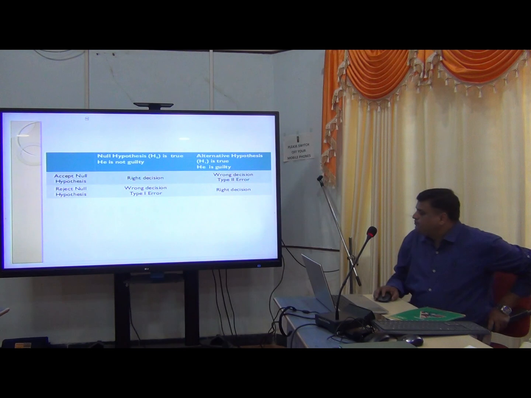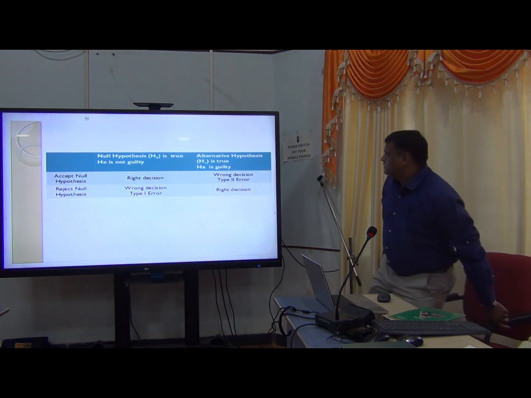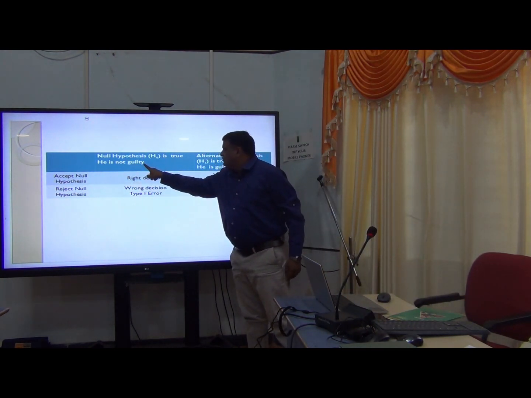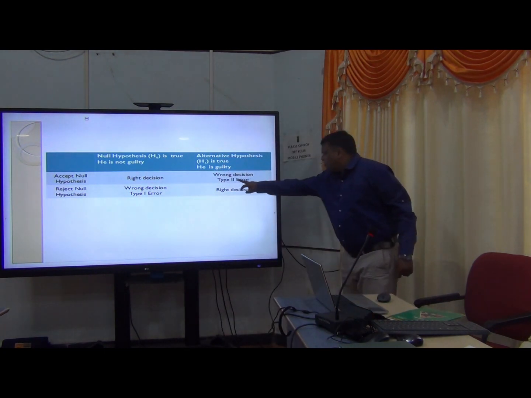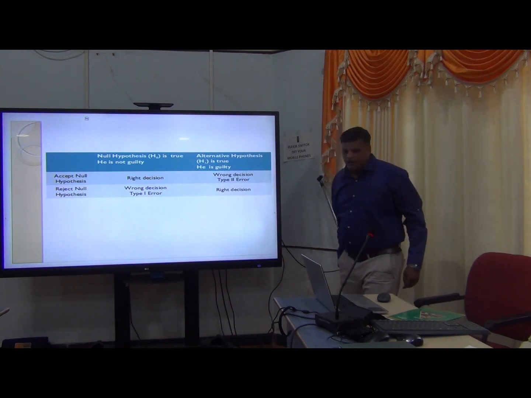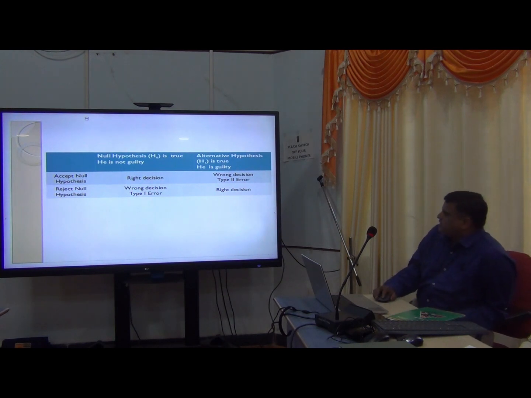So this is how the table looks. It is the right decision when the null hypothesis is true and it is not rejected. That means you are taking the right decision. Otherwise, you are committing a type 2 error. When the alternative hypothesis is true and you are taking a decision, that is the null and alternative hypothesis. What is the right decision and the wrong decision?